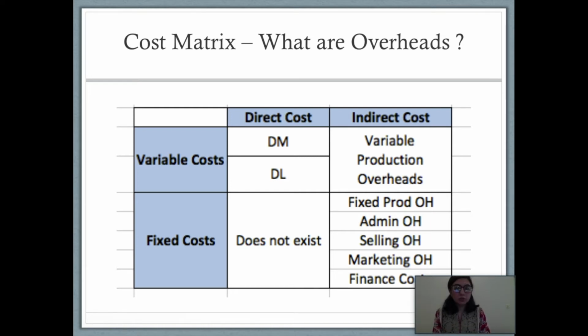Variable production overheads. What are the examples of these costs? So let's suppose that you have a production house where the production of your raw materials is taking place, and there are different departments. Let's suppose that you're manufacturing, let's suppose, cricket bats, right? It's the cricket season and you're producing cricket bats.